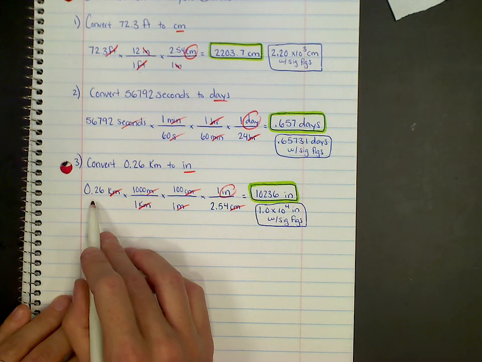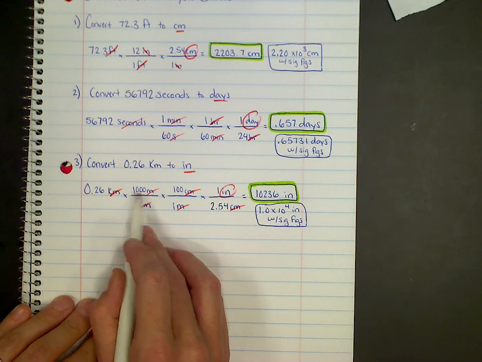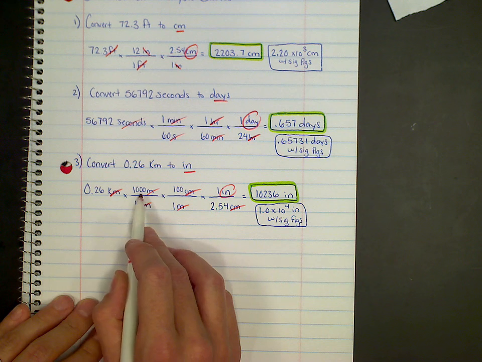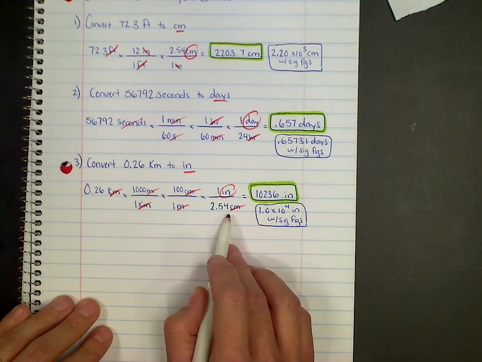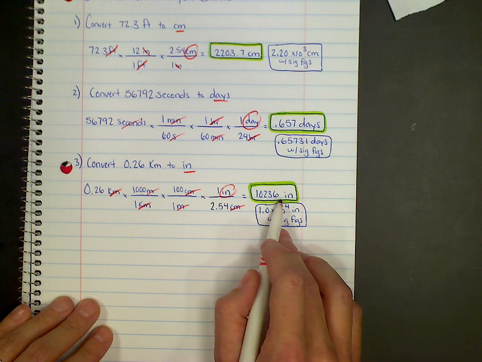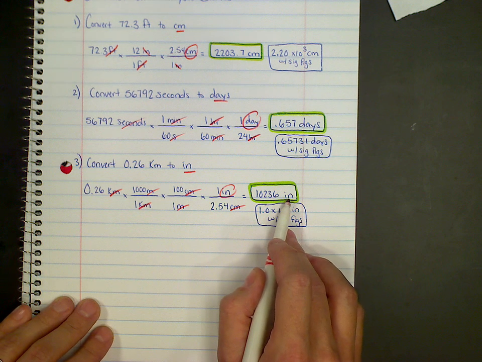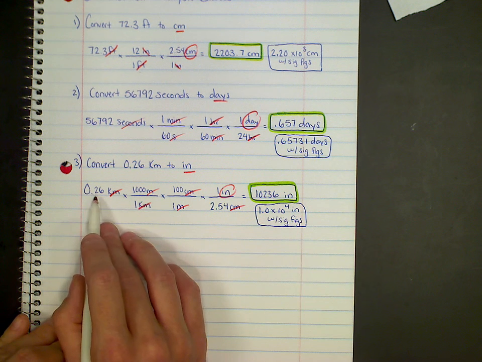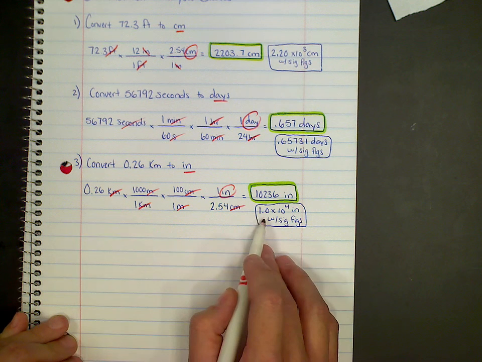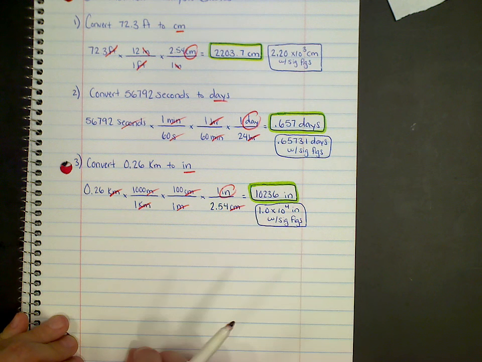Okay, so this one's a little bit unique because we have numbers on top and on bottom. So in your calculator, you would go 0.26 times 1,000, get that answer, times 100, get that answer, and then divide by 2.54. Okay, and you would get this answer and make sure we're putting the answer in units, I'm sorry, inches. And if you're paying attention to sig figs, we only had 2 sig figs to start out with. So you have to put it into scientific notation to do that correctly.